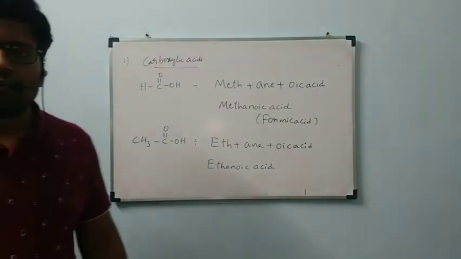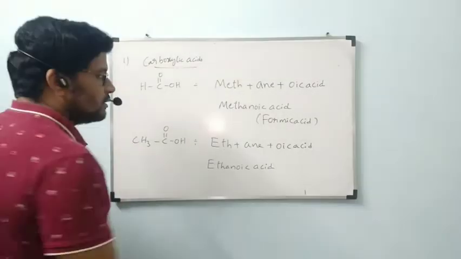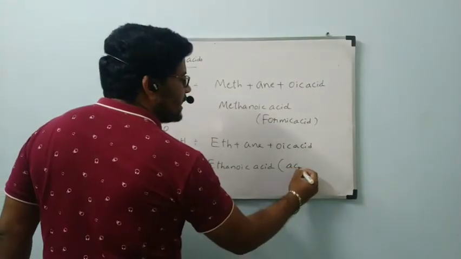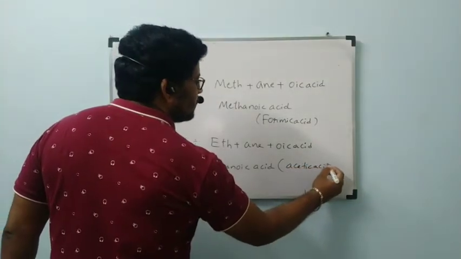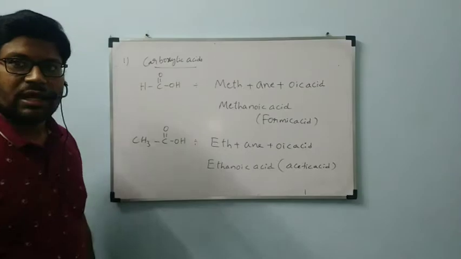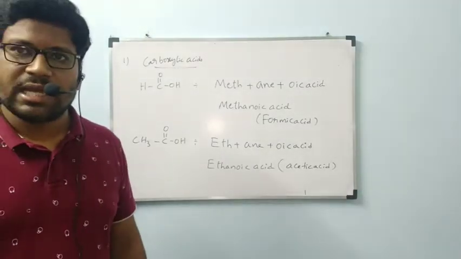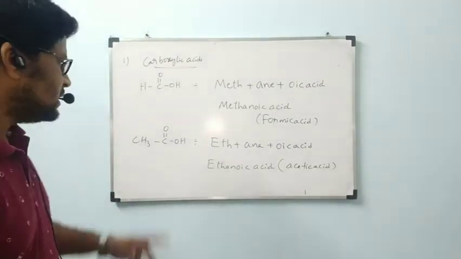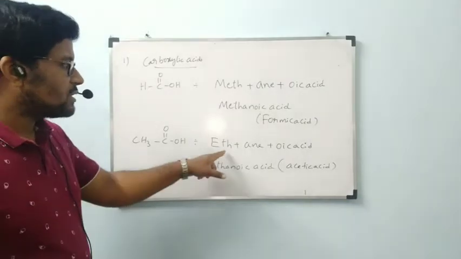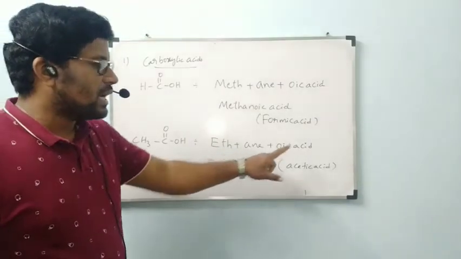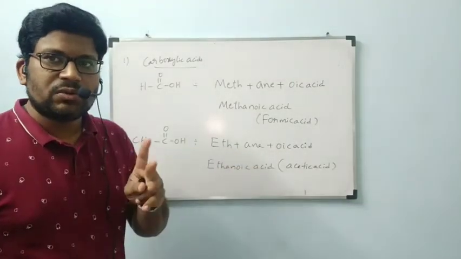The name of this compound will become ethanoic acid. Common name: acetic acid. In vinegar we have that acid, called acetic acid only. This is that one only, CH3COOH. The name of this compound is ethanoic acid because it contains 2 carbons.